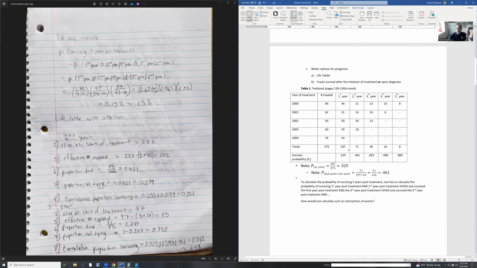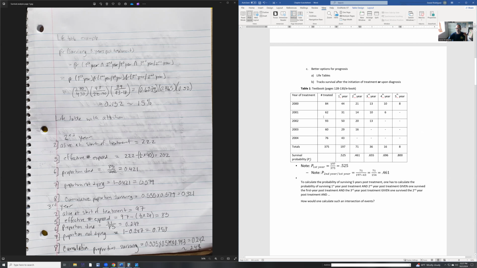So we have people tracked for 5 years. At each year, we have new cases coming in, being treated for a disease. So the first year, 84 people came in, and those 84 people were followed for 5 years. Each year, there were some survivors. So almost 50% of the people died in the first year. 84 dropped down to 44 survivors, then 21 and 13, 10, and there were 8 people who survived 5 years.